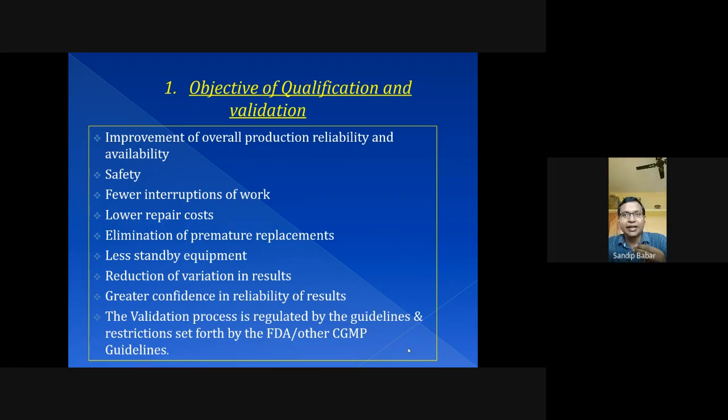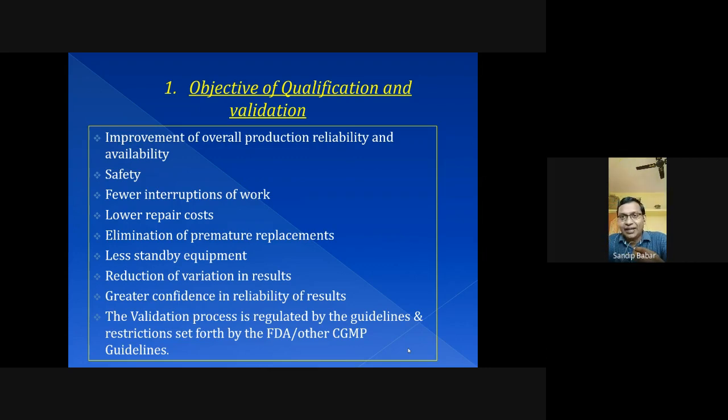Sixth one is reduction of variation in results. Suppose you will use multiple equipments for a single study, then you have no assurance that result is consistent and reliable. In order to get consistent and reliable result, we have to qualify that instrument or you have to validate that system. And the next one is greater confidence in reliability of result. So if you have the qualified equipment, calibrated instrument and validated process, surely you have confidence in your result.